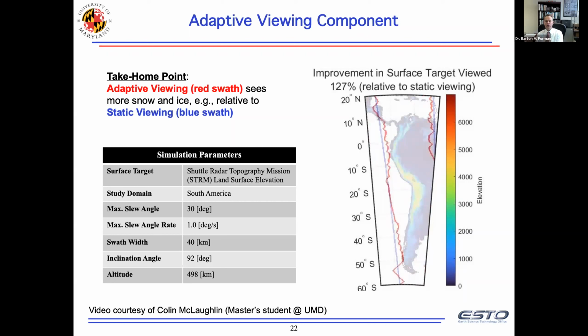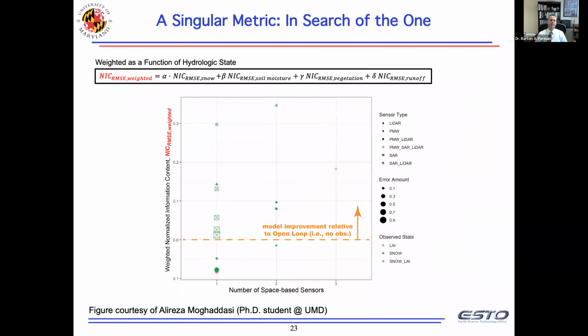to the static viewing. So we'll run an Aussie scenario with the static viewing. We'll run an Aussie scenario with the adaptive viewing with an adjustment of the errors. And we'll see if adaptive viewing actually adds more value. Is it worth the extra buck for the scientific value?